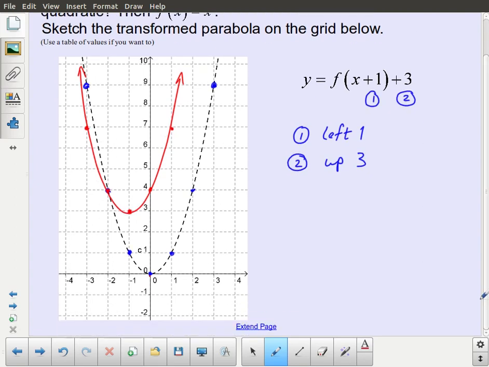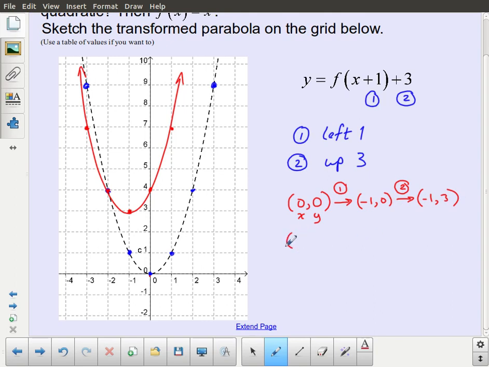Another thing you can do is you can actually just do this directly on the coordinates of the points. So if we start with the point 0, 0, what does it mean to take the point 0, 0 and move it left by 1, which was transformation number 1? Well, to move left, don't forget this is x and y, so left would be the x, so that moves this x to negative 1. And then what happens when I move this point up by 3? Well, the x coordinate doesn't change, but now the y coordinate goes up by 3, and I get that.